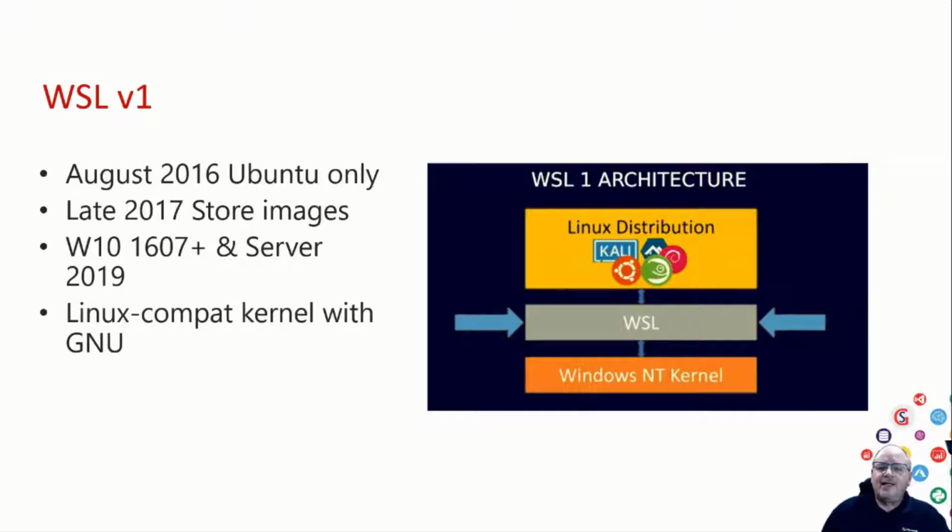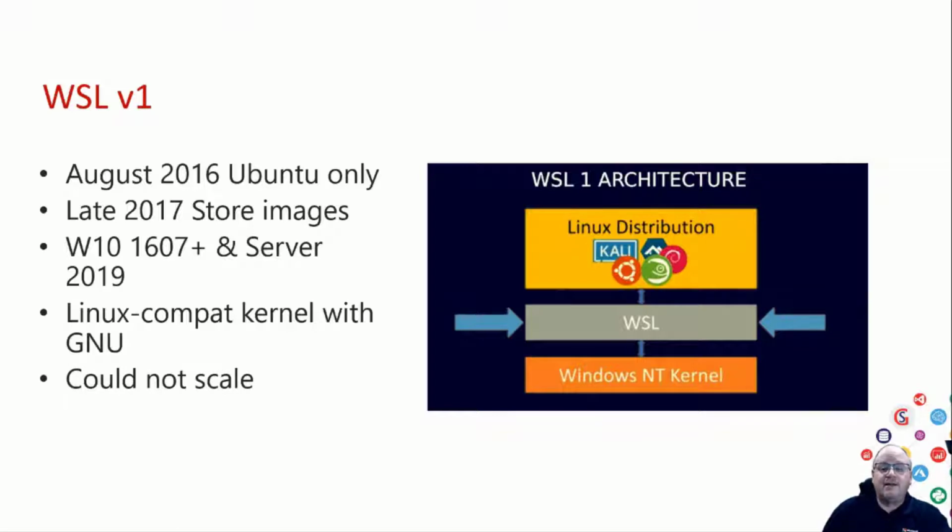It had a Linux compatible kernel with the GNU. So it was really limited. It was a compatible kernel, but functionality wise and even speed wise, it had quite a bit of limitations. It had a huge overhead on the Windows 10 machine itself in CPU cycles and RAM. With WSL v2, you'll see the differences here in a little bit.